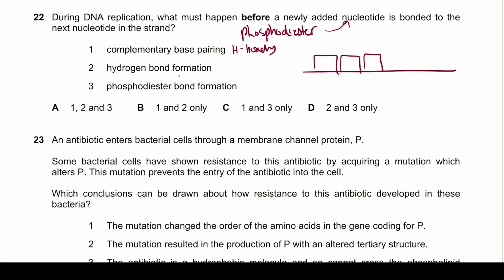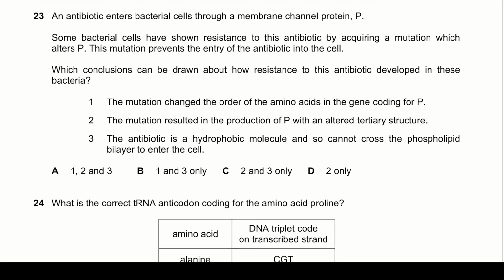2. Hydrogen bond formation, as we mentioned earlier, this is also correct. 3. Phosphodiester bond formation. But this is incorrect because it says before a newly added nucleotide is bonded to the next nucleotide in the strand. It is bonded by phosphodiester bond. Therefore, this is incorrect. The correct answer is going to be B.